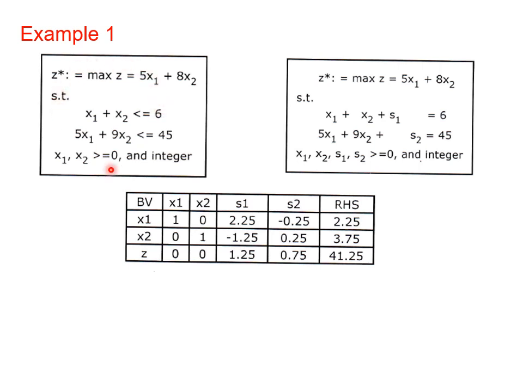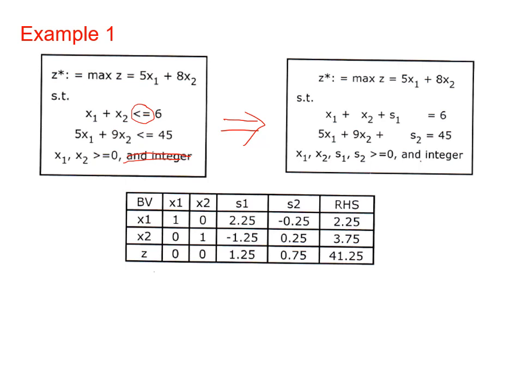In order to solve this using the branch and cut method, the first thing that we need to do is to get rid of the integrality restrictions. So we just remove this part and we assume that this is an LP. So we solve its LP relaxation. And in order to solve the LP relaxation, the first step is to convert these constraints into standard form.